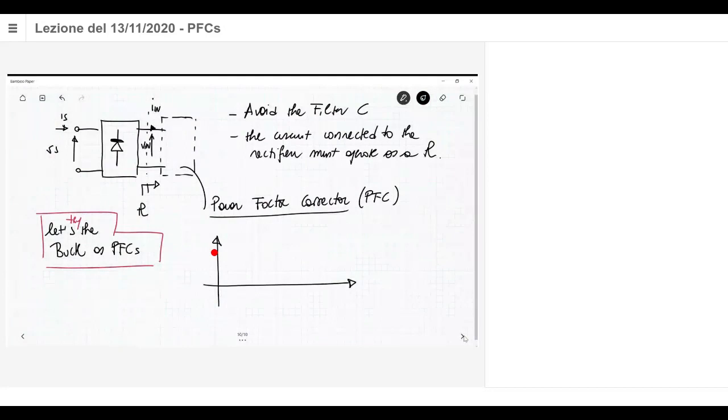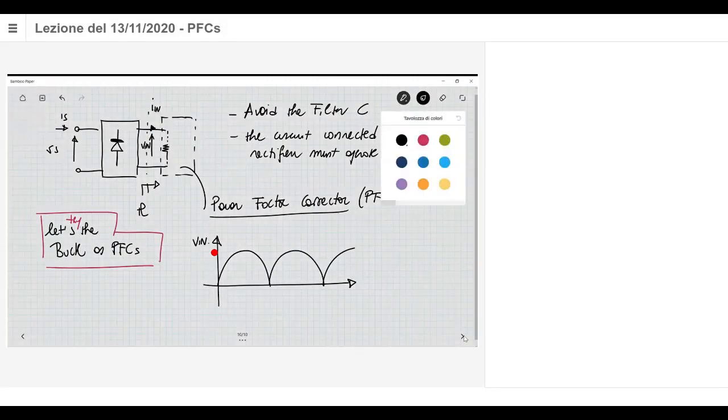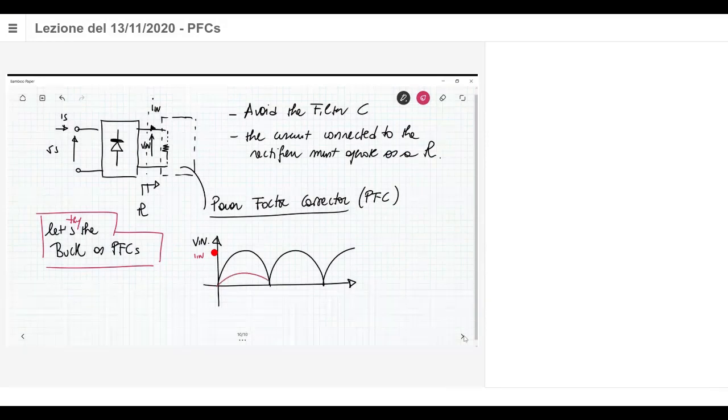Okay, if you accept the fact that the equivalent input impedance of this PFC circuit should be a resistance, then you should accept the fact that the voltage V in is something like this, and the current I in should be something like this. Which is exactly V in over this equivalent resistance. Okay, exactly as it happens for the rectifier with just a resistor at the output. Okay, this is a sine wave. So this is the input voltage.